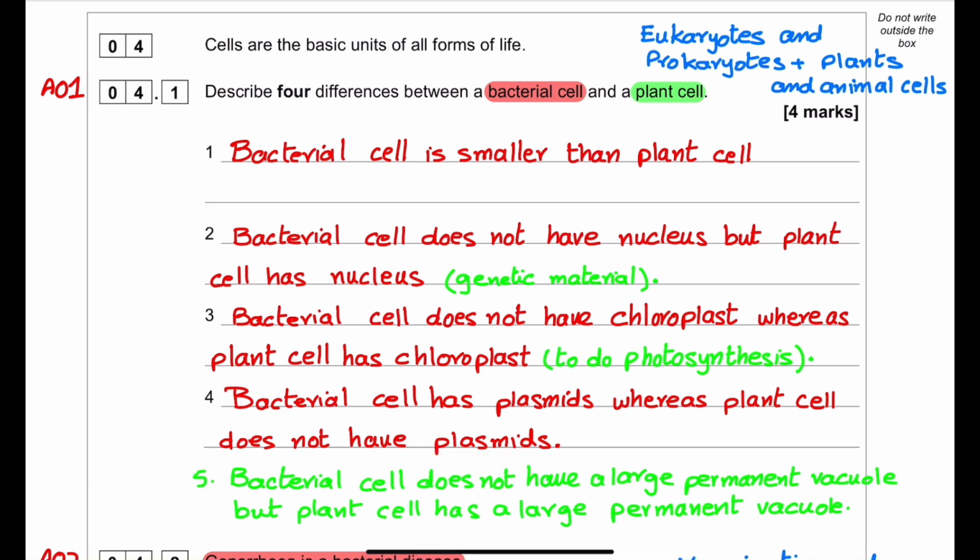The extra point students can write or remember is that the bacterial cell does not have a large permanent vacuole, but plant cell has a large permanent vacuole.